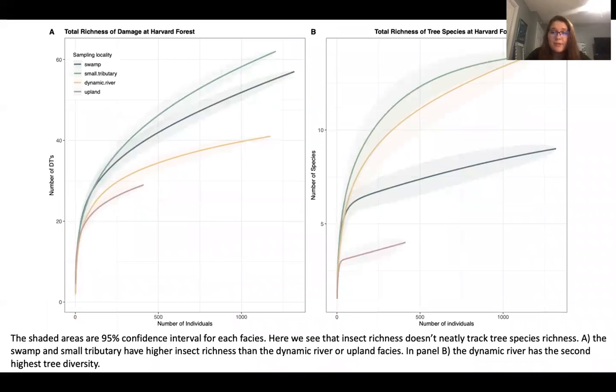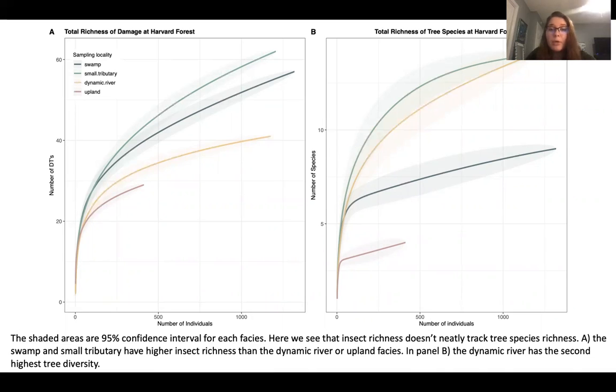Rarefaction curves were produced to analyze the insect damage and tree species richness across all facies within Harvard Forest. The color codes used here are consistent throughout the talk, with blue being the swamp, green being the small tributary, yellow being the dynamic river, and pink being the upland facies. The x-axis for both plots shows the number of individual leaves sampled. The y-axis is either the number of damage types for panel A or the number of tree species for panel B.